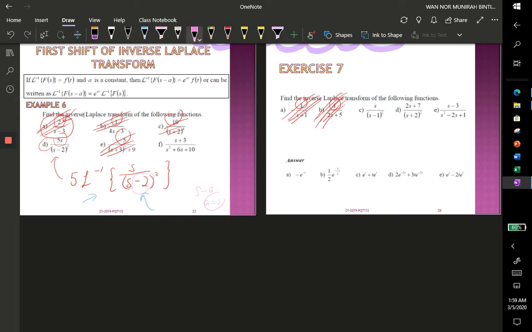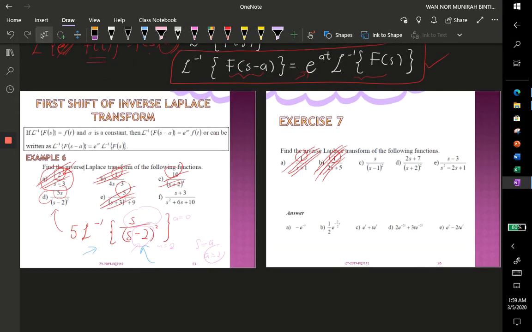My a here is 2, but in my numerator, s minus a, you don't have a here. Your a is 0, s minus 0. So now, if I want to take out e^(at) here, what is the correct value of a that I need to take out first? Do you understand what I mean?